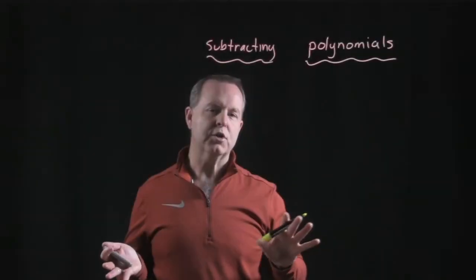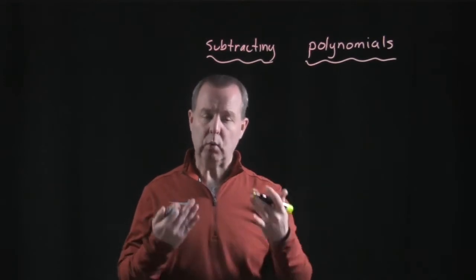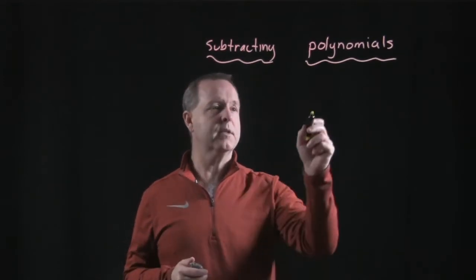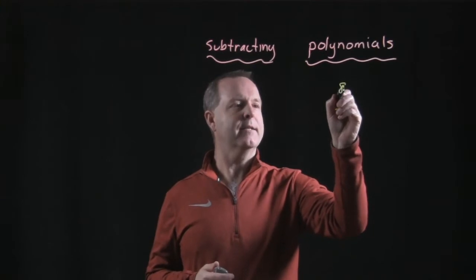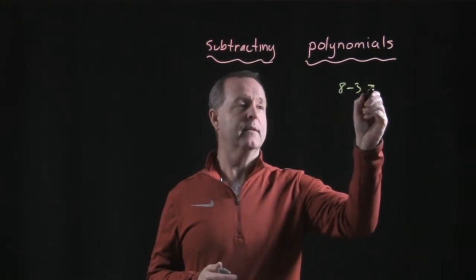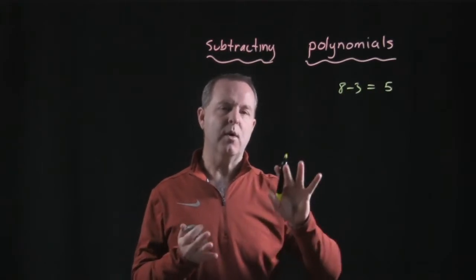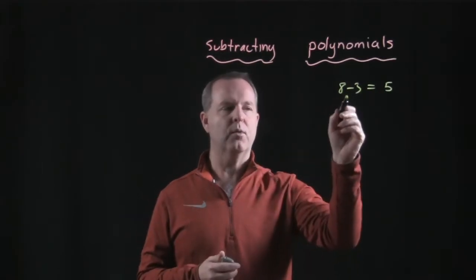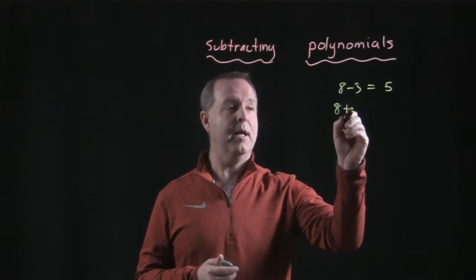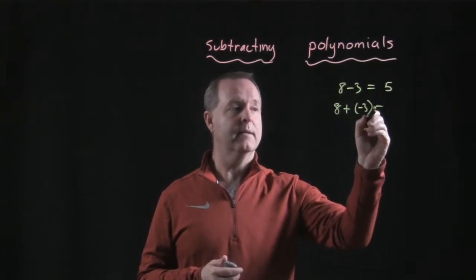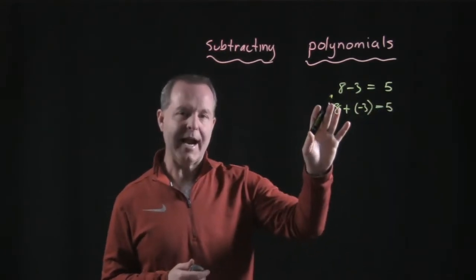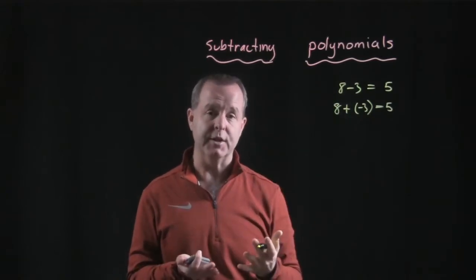Now remember when we were just starting to explore what we were really doing when we subtracted real numbers? For example, if we had 8 minus 3, and that equals 5, what we were learning to do is add the opposite. We wanted to rewrite this as 8 plus a negative 3. So we looked at a subtraction problem in terms of addition.